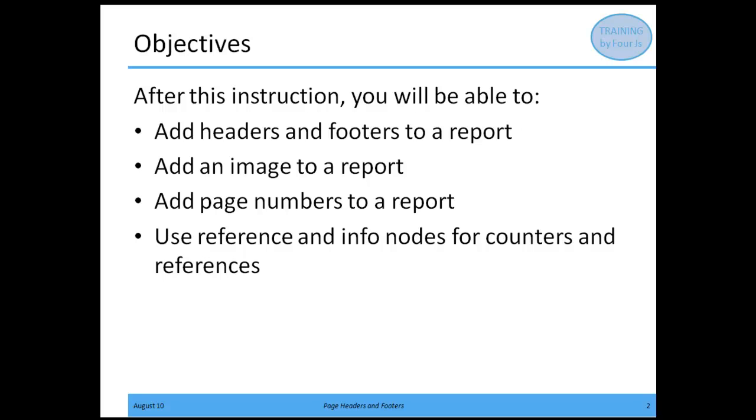When you finish watching the videos for Module 7, you're going to be able to add headers and footers to a report. We're going to tell you how to add an image to the report, and we'll add it to the report header. We're going to tell you about adding page numbers to a report, and we're going to use reference and info nodes to act as counters and references within the report itself. You might not understand what a reference and info node is now, but when we're done with that slide, it will make sense to you.